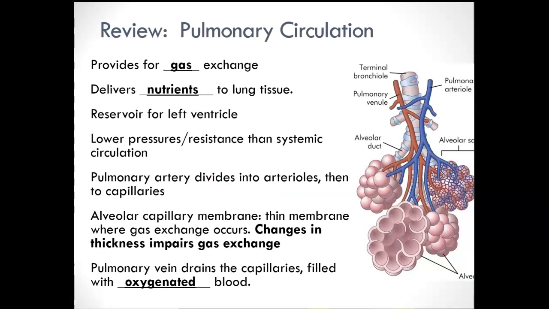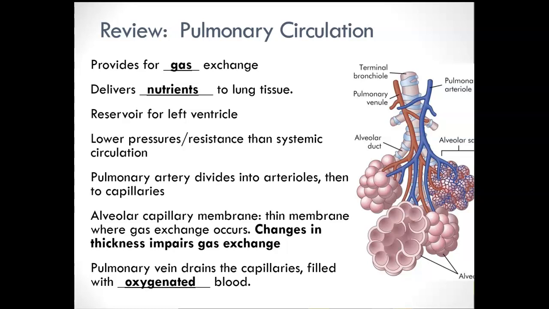Okay, so let's talk about the pulmonary circulation. This, again, is what provides for gas exchange, O2, CO2, and it delivers nutrients to the lung tissue itself. Because remember, the lung tissue itself also needs oxygen, also needs nutrients and things to stay healthy. The circulation of the lungs also acts a little bit as a reservoir for the left ventricle, because remember, everything that is coming from the lungs is going to go back into the left ventricle.